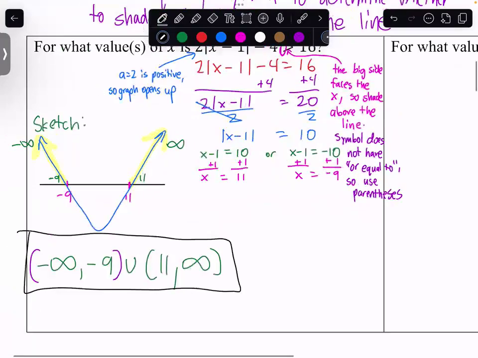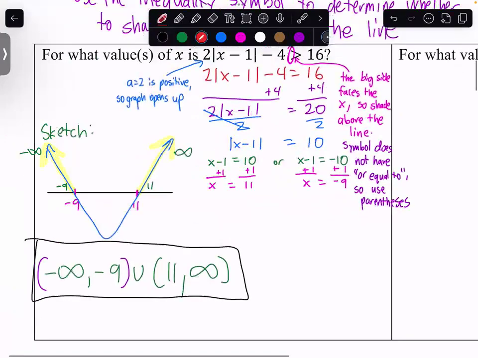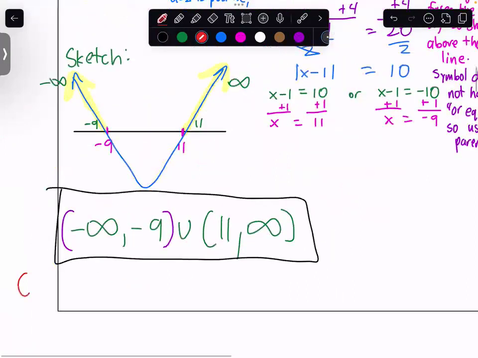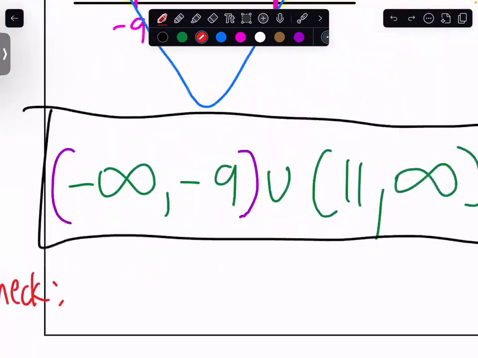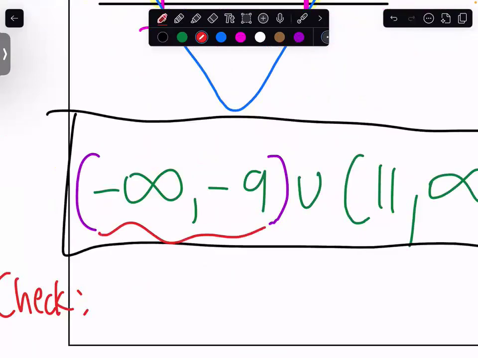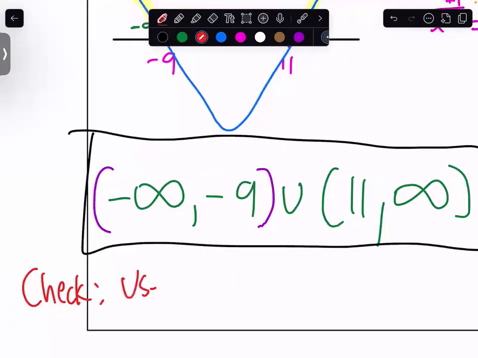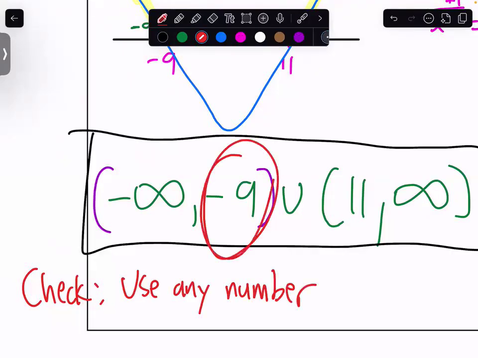Okay, so you can still check your answer for inequalities, but you don't want to choose the numbers themselves this time. You want to choose numbers that are between the two numbers listed, right? So -infinity, -9 includes all the numbers between -infinity and -9. Again, you don't want to use the number itself because it's an inequality. You want to choose some number between those.